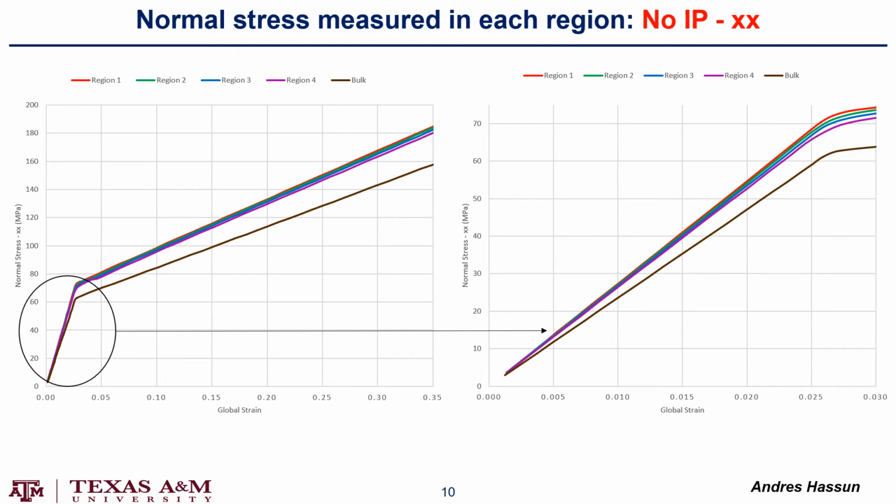Here's the same graph, but on the right side, we have a zoomed in portion of the elastic region, so we can get a better look at that, and we can see that they are still very close. These are all in the x direction, by the way, the xx direction.